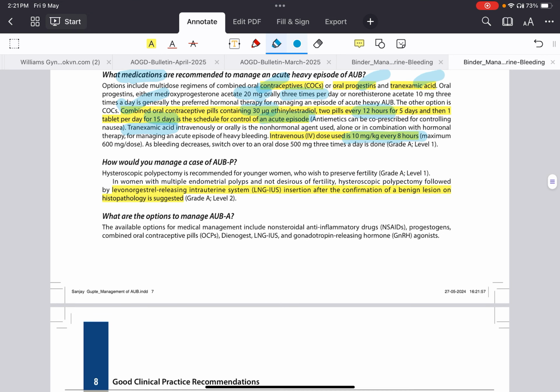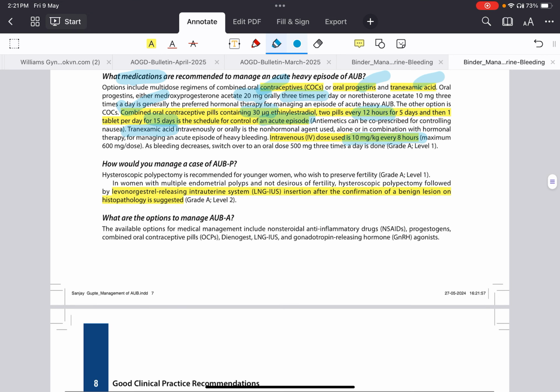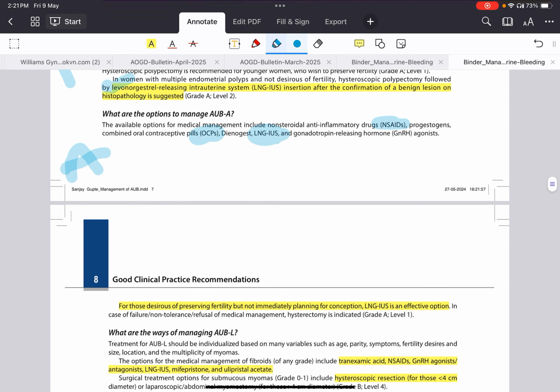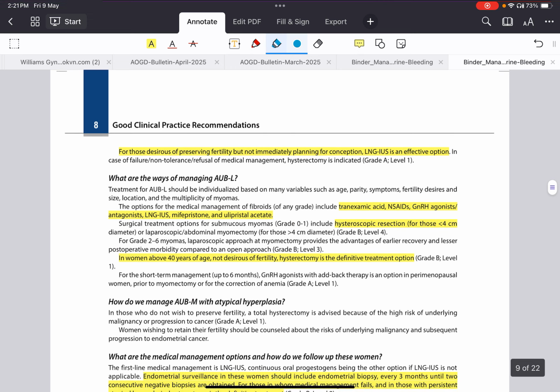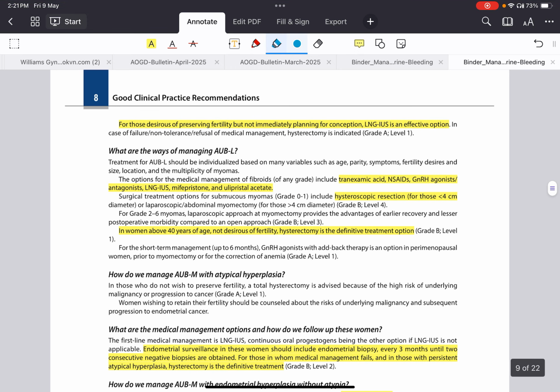Then coming to PALM-COEIN, I'm telling. First is P, that is polyp. For this you'll remove the polyp and give LNG-IUS. For adenomyosis, you can go for treatment like NSAIDs, progestins, OC pills, LNG-IUS, even GnRH agonists. For those desiring fertility, we should not give medications if they're not planning conception, then you can go for LNG-IUS. After symptoms are reduced, they can plan for pregnancy.